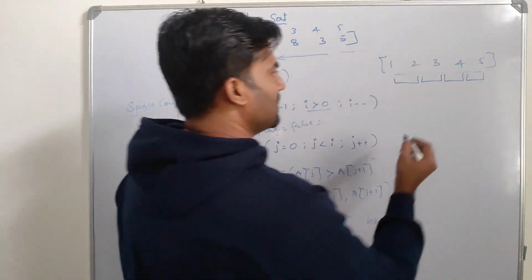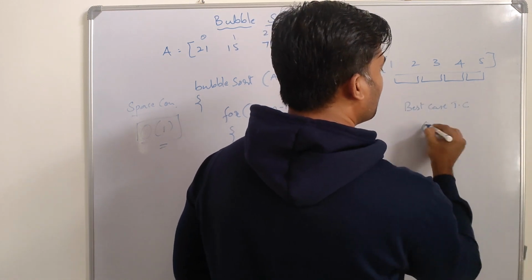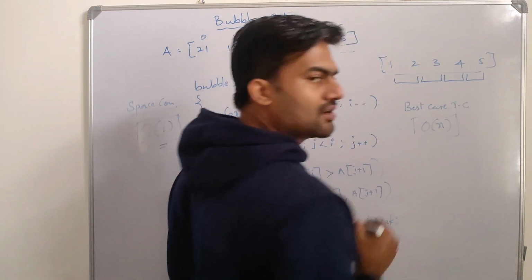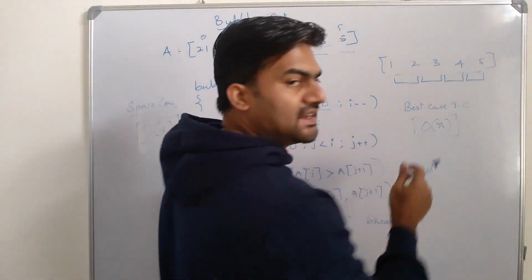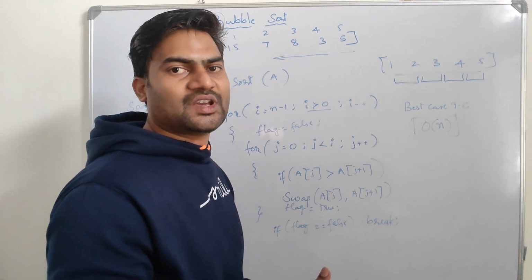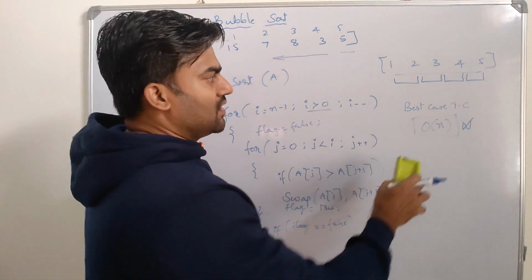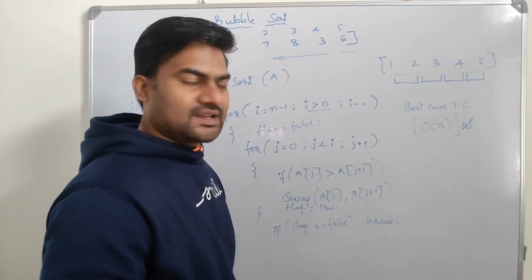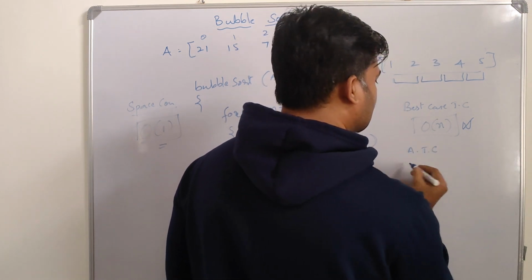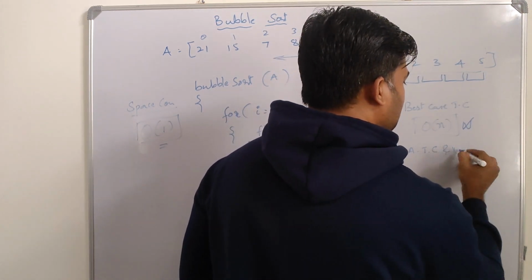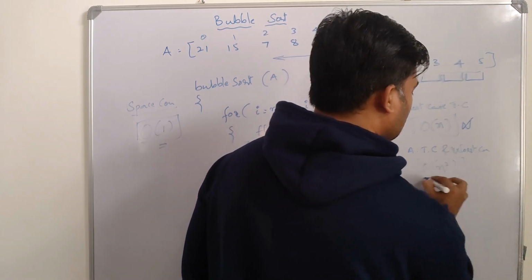So if we do that, then the best case time complexity is of order n, because once the elements are already in their sorted order, we don't really need to swap, or we don't really need to compare after the first iteration. So that's why the best case time complexity is of order n, and average time complexity and worst case time complexity is of order n square.